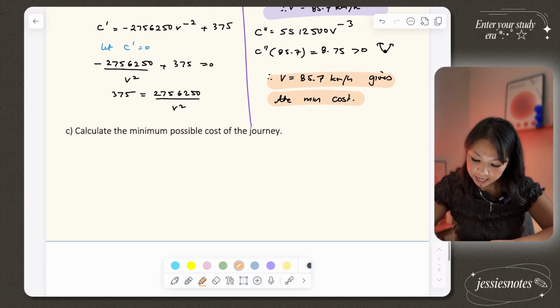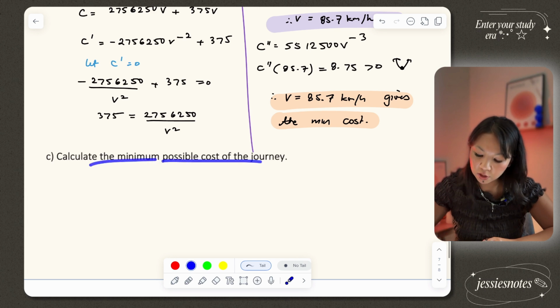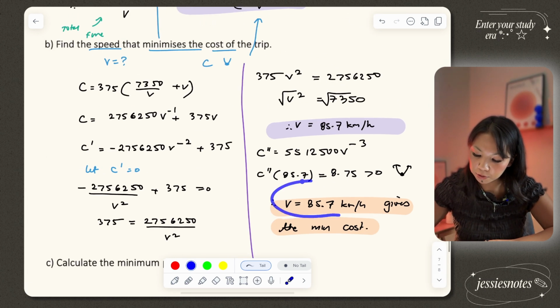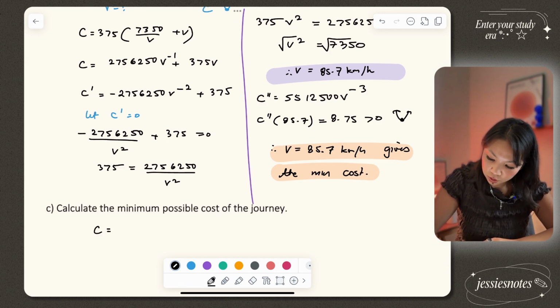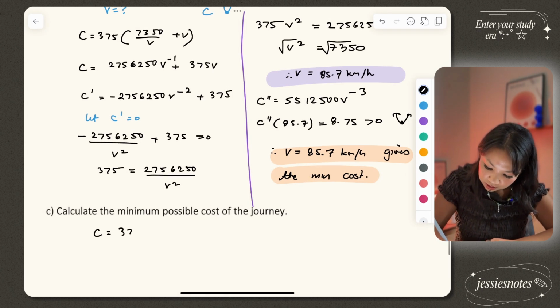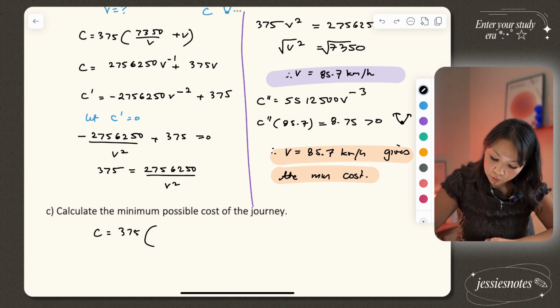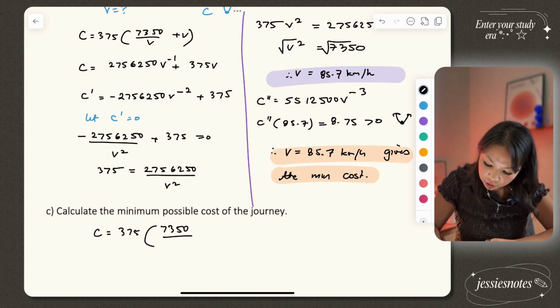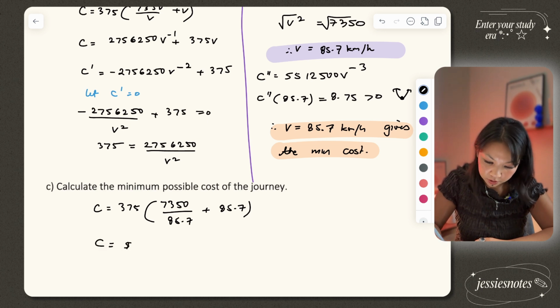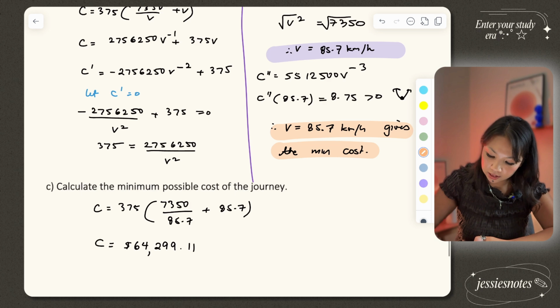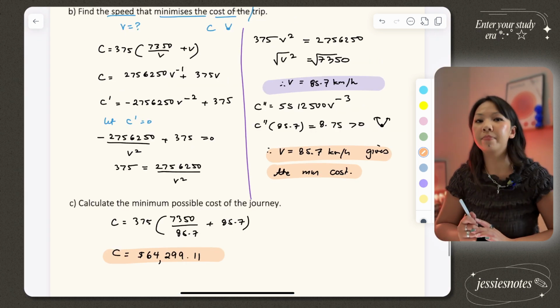Hallelujah. And now the last step is to calculate the minimum possible cost of the journey. So now we're just going to substitute that speed into the cost function. So we get C equals 375 bracket 7,350 divided by 85.7 plus 85.7. And that is going to give you a cost of $64,299.11. That's a lot of money.